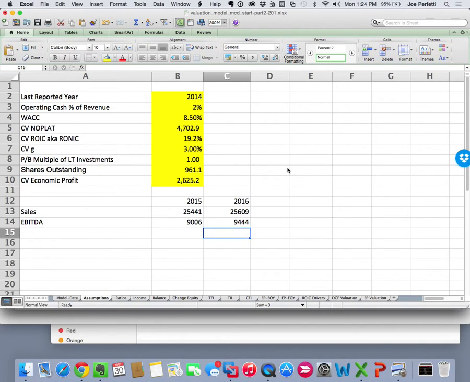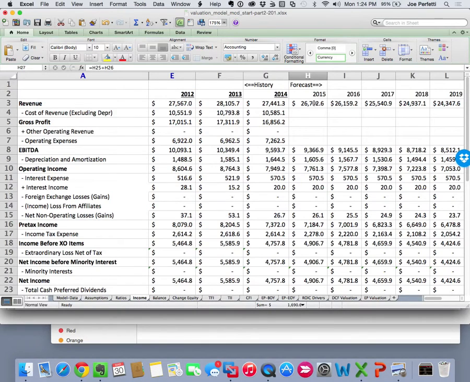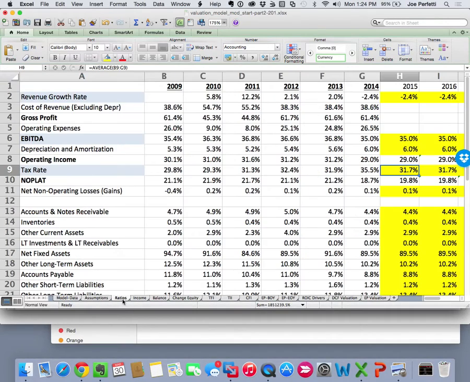Okay. So I need, on the income tab, these 2 revenues and these 2 EBITDAs to match. Remember, I can't directly change the income tab, but I create it by changing the ratios. So what I really need to figure out is what's the right revenue growth rate for these 2 years to get those numbers, and what's the right EBITDA margin to get those 2 numbers.